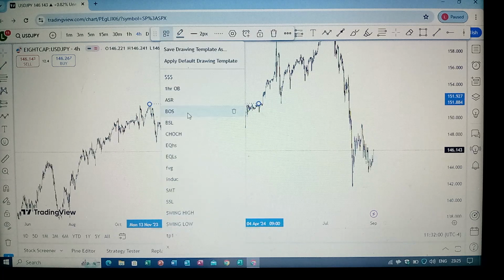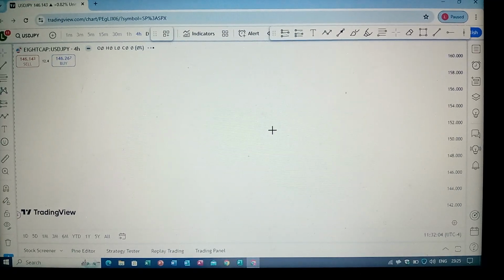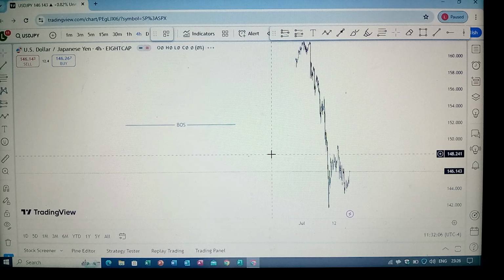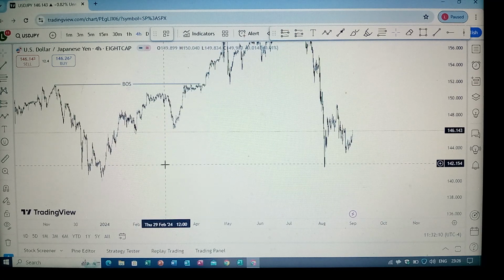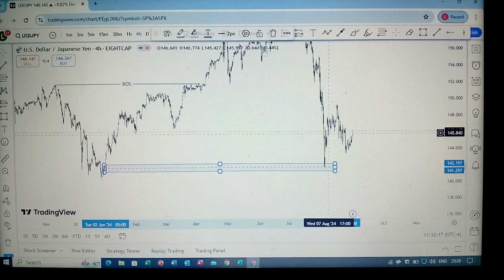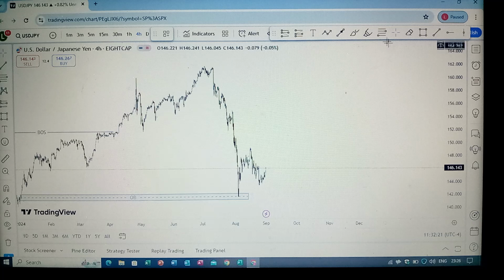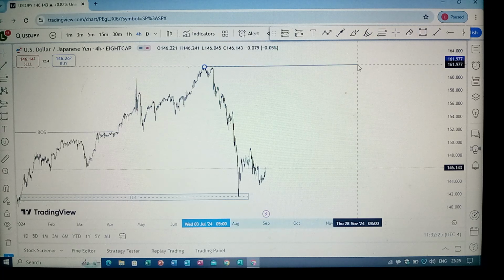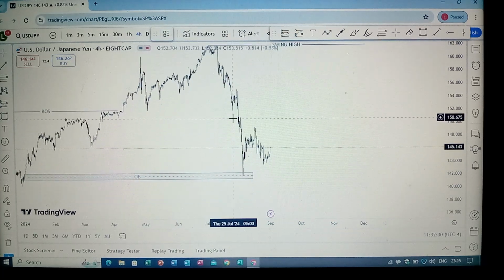So we have a breaker structure, right? We have multiple breaker structures, but what I saw is that price respected a level of demand down here, right? Respected this level of demand, and what I'm looking for is for price to come back up here and take out this high. That's what I'm looking for. I'm looking for price to come up here, take out these highs.